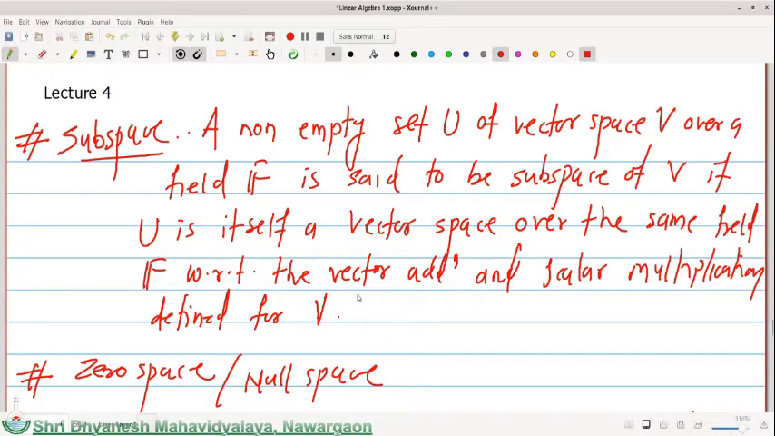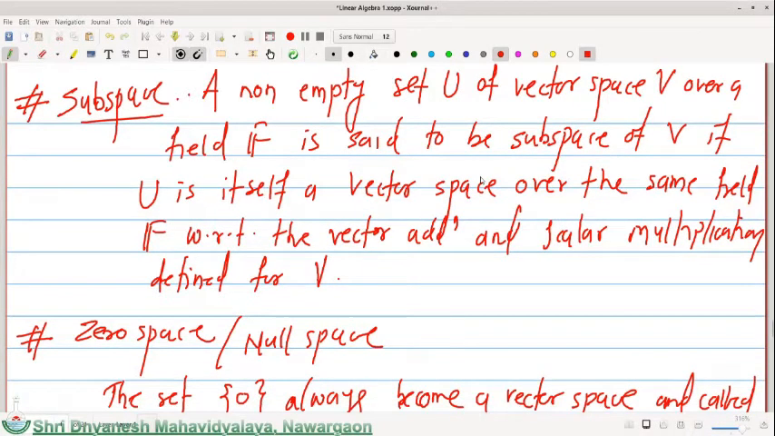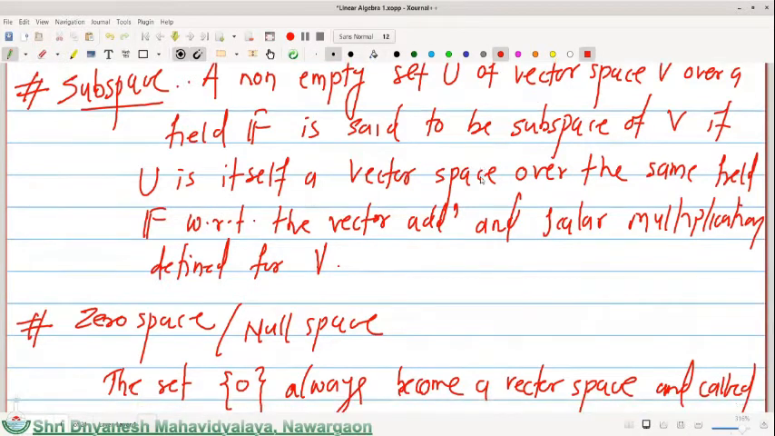So when you call a non-empty set U a subspace of a vector space V, firstly U must be a vector space with respect to the vector addition and scalar multiplication defined on V, and the field must be the same. So this is the definition of subspace.